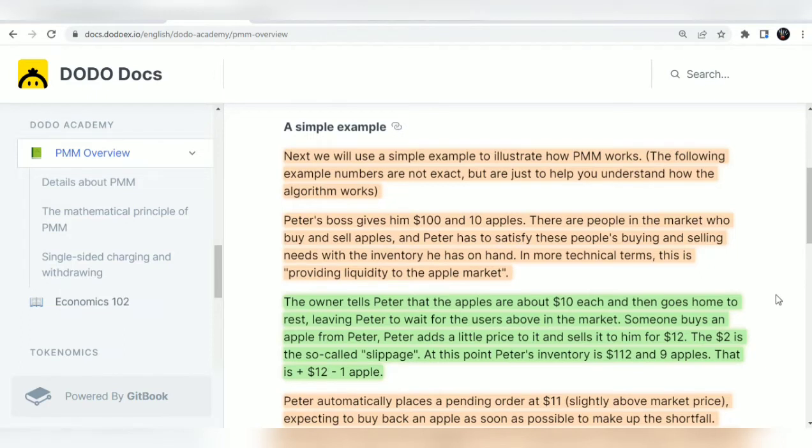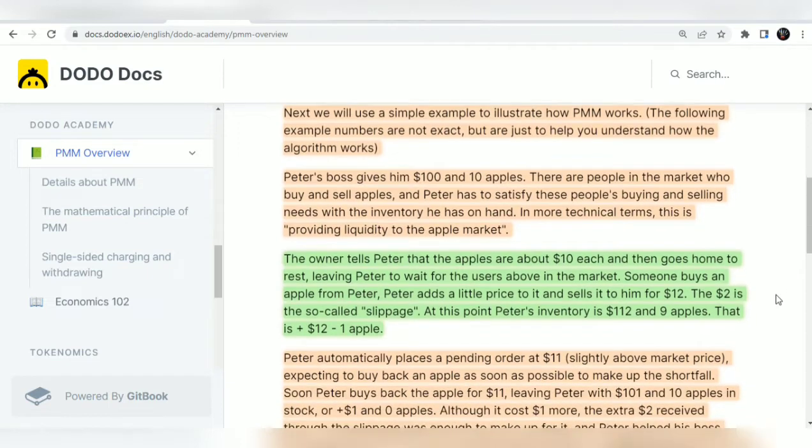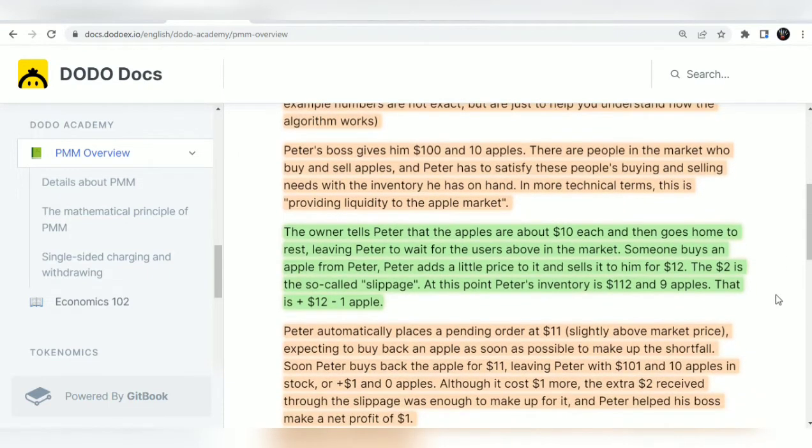In more technical terms, this is providing liquidity to the apple market. The owner tells Peter that the apples are about $10 each and then goes home to rest, leaving Peter to wait for the users in the market. Then someone buys an apple from Peter. Peter adds a little price to it and sells it to him for $12. The $2 added to it is the so-called slippage. At this point, Peter's inventory is now $112 and 9 apples. That's an additional $12 and a subtraction of 1 apple which was recently sold.